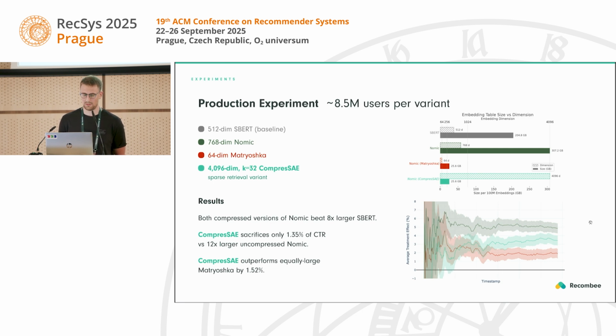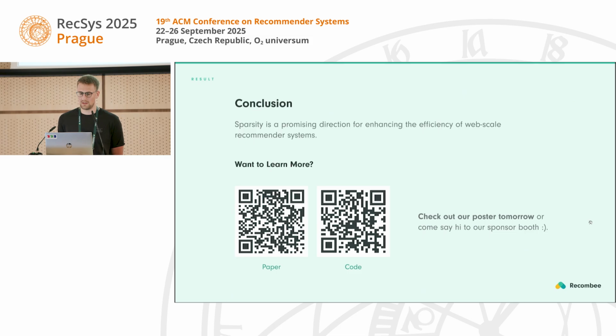Finally, we were able to observe that the equally sized CompressSAE model outperforms the Matryoshka by 1.5%, which is a statistically significant result. So in conclusion, sparsity is a promising direction for embedding-based retrieval, and I really think you should check it out.